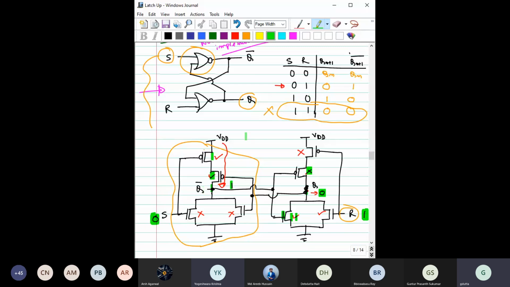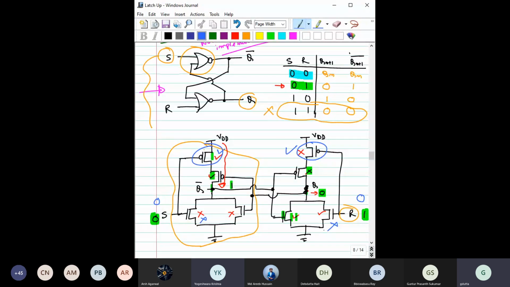Okay. Now let's say after this input we apply the next input, 0 0, and let's see whether it can recall the previous state or not. So now we have applied 0 here and also 0 here. When you apply 0, that makes this transistor on, this transistor on, and that makes this transistor also on. Both these transistors are on. This makes this transistor off, and this makes this transistor off.